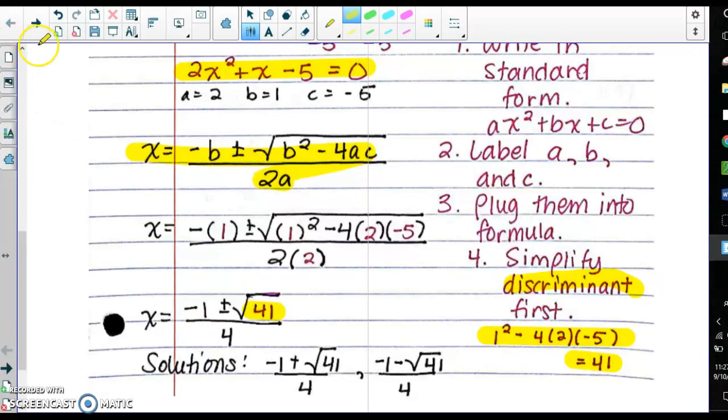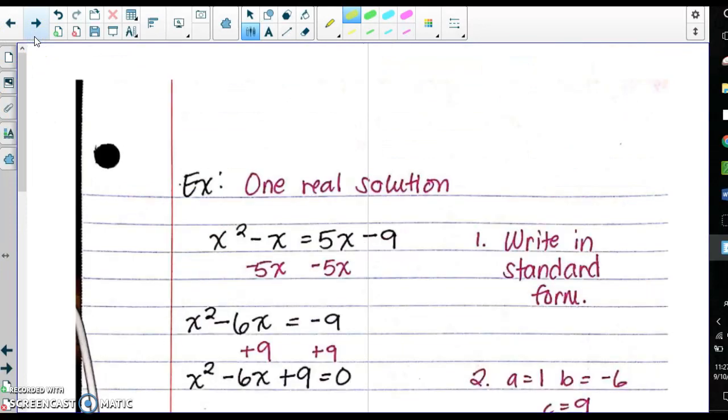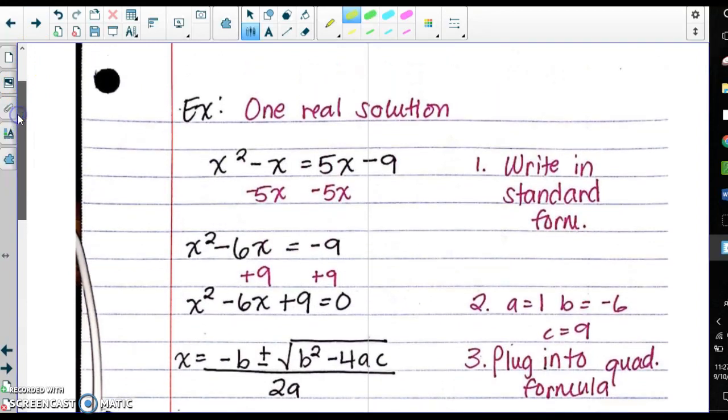All right, let's go to the next one. So pretty much what you're doing, the most important part here is making sure you label your parts correctly and you plug them into the formula correctly. After that, you just have to simplify any square roots or anything like that.